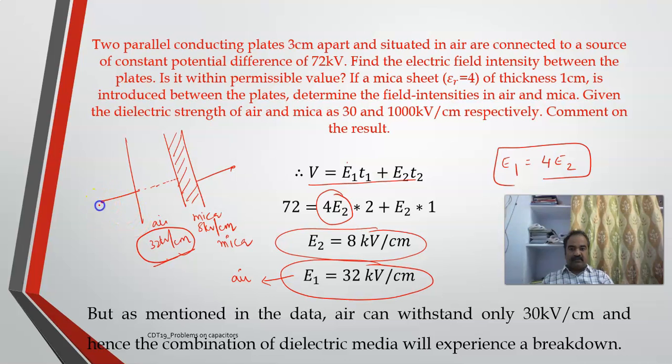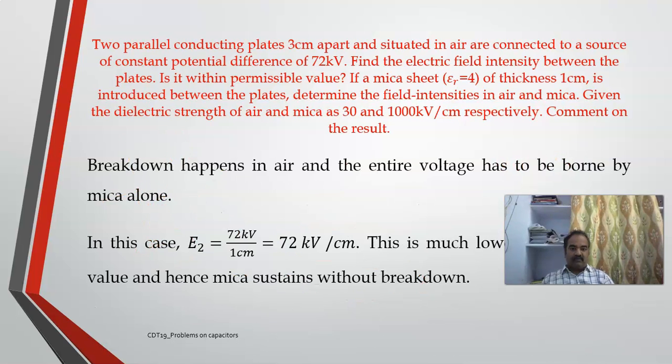So your voltage across this one, now the air will experience breakdown. Mica will not experience breakdown because mica strength is 1000 kV per centimeter. Your field in mica is 8 kV per centimeter. Now what will happen? Air is experiencing breakdown, so it will not be counted as a dielectric medium because it has experienced a breakdown. So this dielectric medium is not counted. Only this one is available. But what is the voltage which you are having? 72 kV.